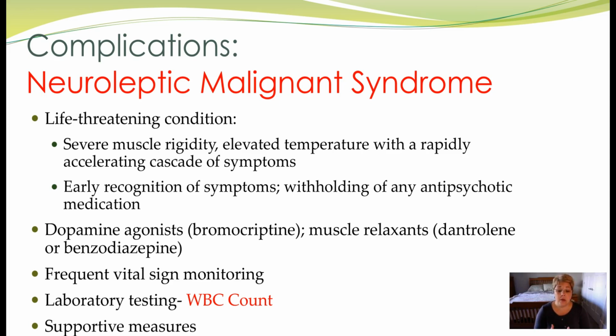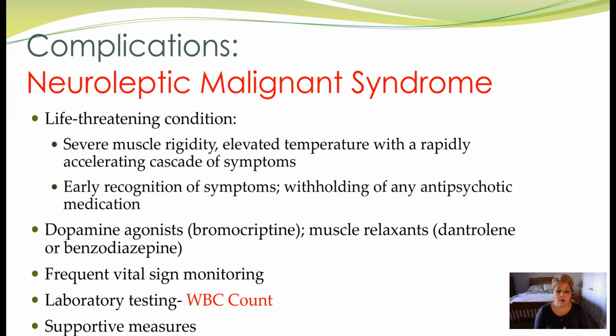Early symptoms are what you're looking for in early treatment with a second-generation antipsychotic. You're watching their vital signs closely, especially looking for any spike in temperature. And the first thing you're going to do, if you begin to see the symptoms, is treat the symptoms and then withhold the antipsychotic medication.